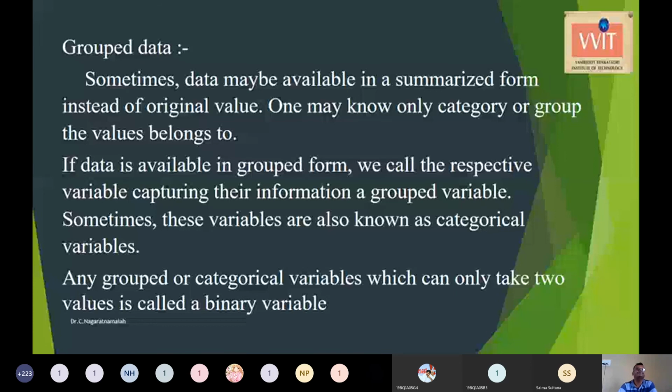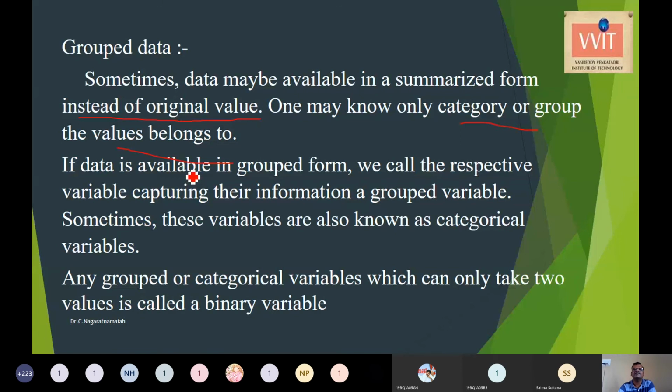Now, grouped data. This is one more important concept regarding the variables. Sometimes data may be available in a summarized form instead of original data values. One may know only the category or group the value belongs to. The data is available in a grouped form. We call the respective variable capturing this information a grouped variable. Sometimes these grouped variables are known as categorical variables.